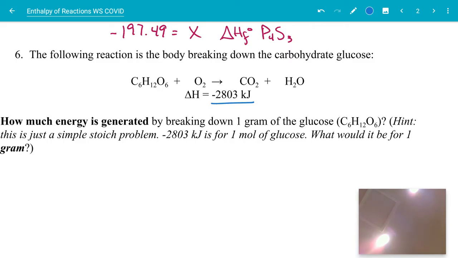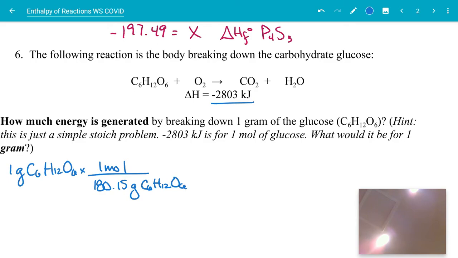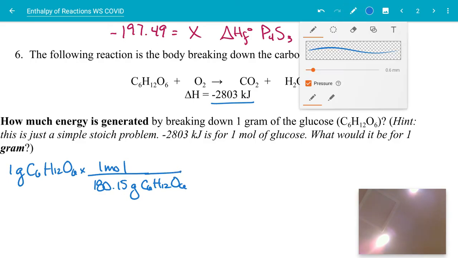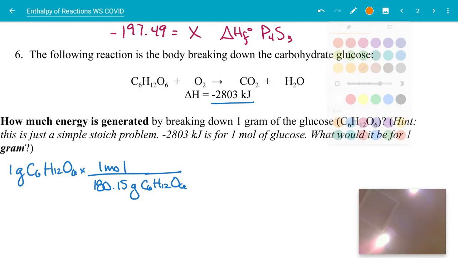2,803 kilojoules is for 1 mole of glucose. So we're going to use that as a conversion factor. So what would it be for 1 gram? So let's write it the same way we would have done our stoichiometry. So we have 1 gram of C6H12O6, and we're going to turn that into moles. So we're going to do the molar mass, which is a hassle to add up, and I will add it up for you. 180.15 grams of C6H12O6. Okay, so now we have put grams on the bottom. We put grams on the bottom, so we just got rid of grams, and now we're in moles.